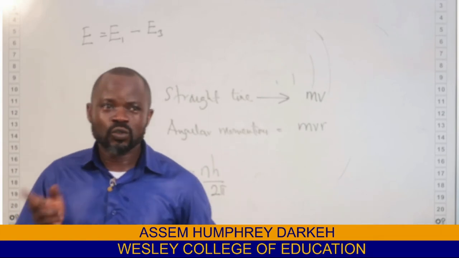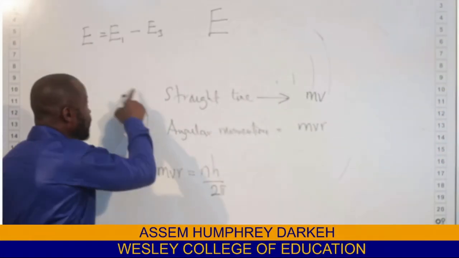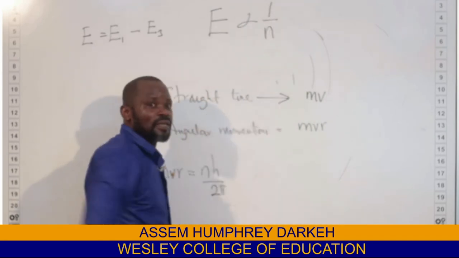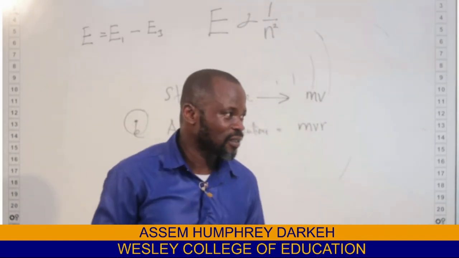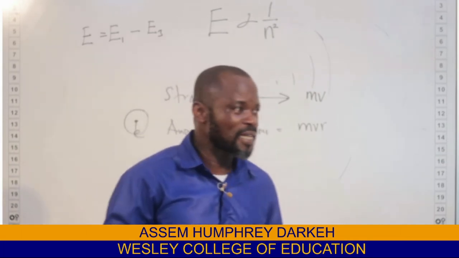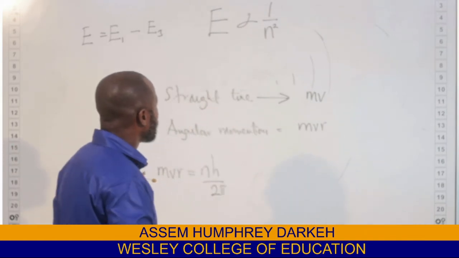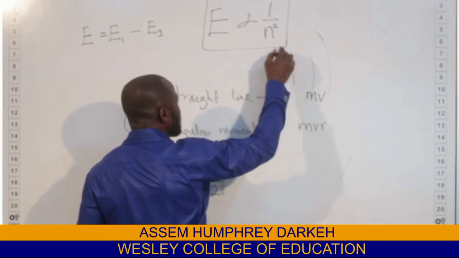Bohr used classical physics to show that the energy of an electron in any one of these orbits is inversely proportional to the square of the integer n. So again, Bohr said the energy of the electron that is in the orbit is inversely proportional to the square of the integer n. The integer n, we know, stands for the orbit or the energy level. And so this is very, very important in our discussion.